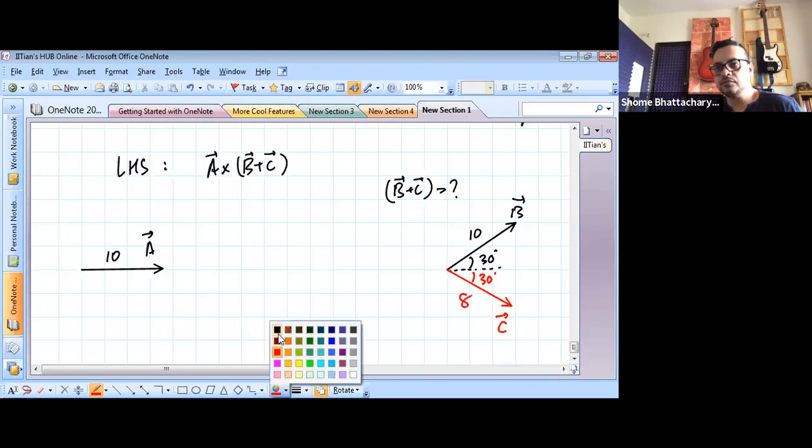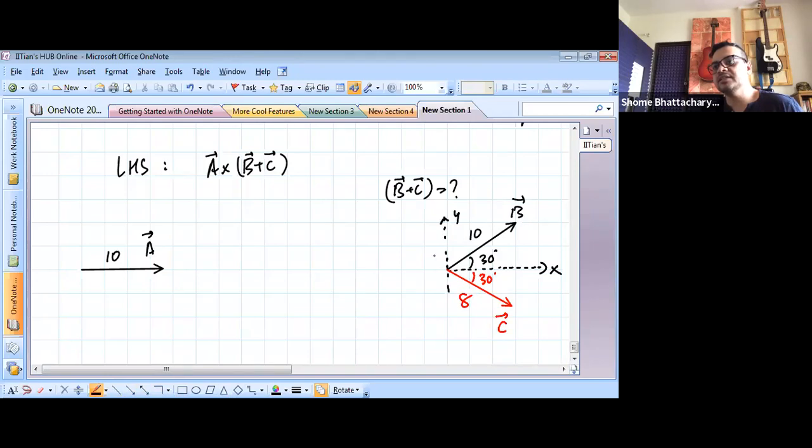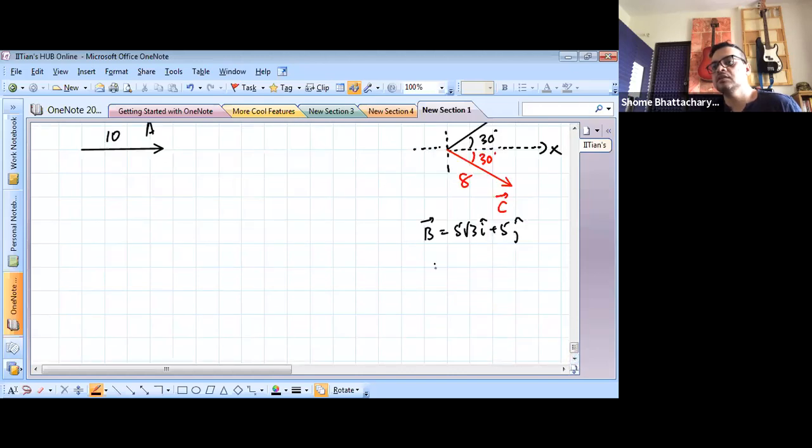So let me arbitrarily define this axis as my x-axis and this axis as my y-axis. So I can write the vector B as 5 root 3 i cap plus 5 j cap, and the vector C as 4 root 3 i cap minus 4 j cap. So the vector B plus C becomes 9 root 3 i cap plus j cap.